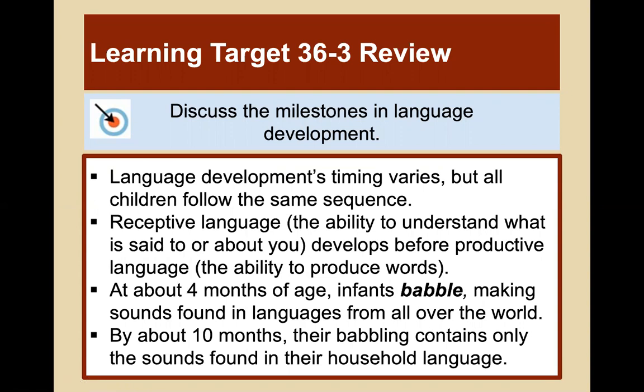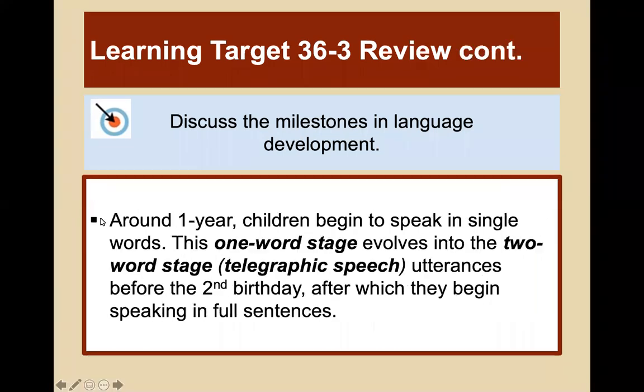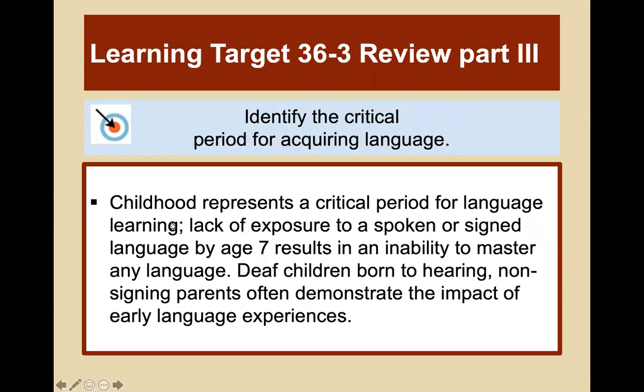So language development's timing varies, but generally all children follow the same sequence. Receptive language, your ability to understand what is said to you, develops before your expressive, or productive, language. At about 4 months of age, infants start to babble, making sounds from languages all over the world. By about 10 months, their babbling contains only the sounds found in their household language. Around a year, kids generally start speaking in single words. The 1-word stage evolves into the 2-word stage, which is called telegraphic speech. These utterances come before the 2nd birthday, after which they begin speaking in full sentences.